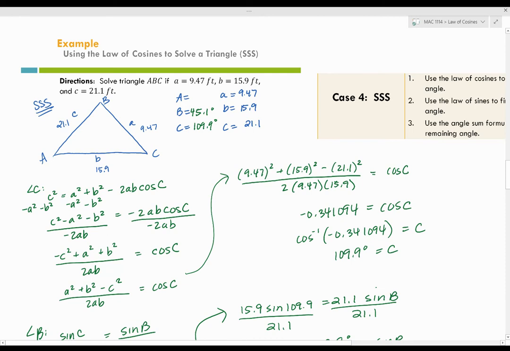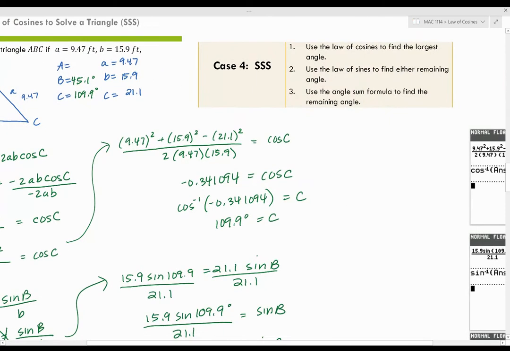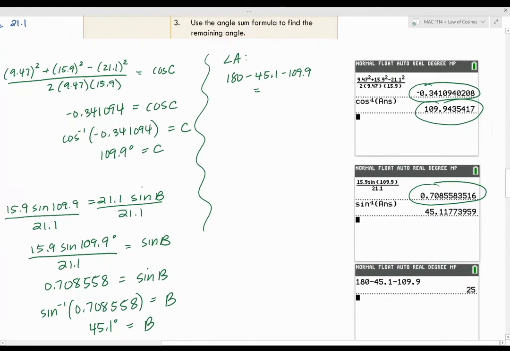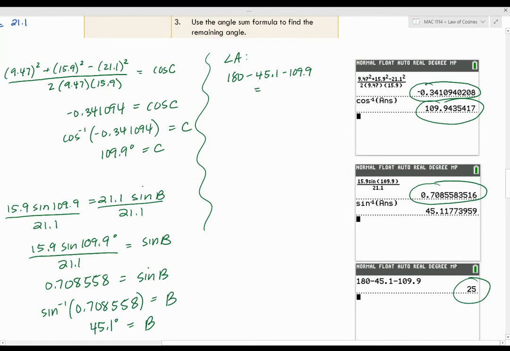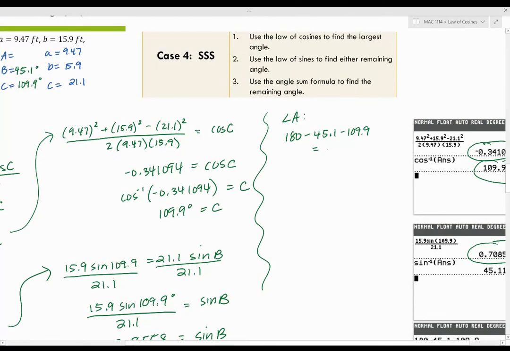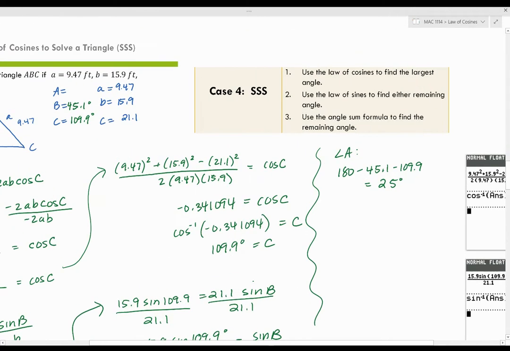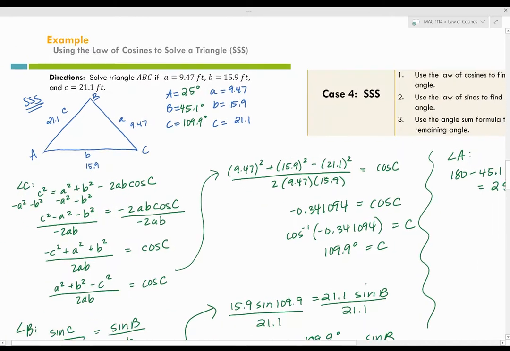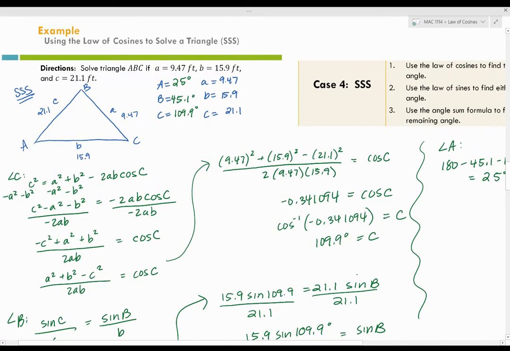Okay, and the last thing I need to find is angle A. Since I already have the measurements for my other two angles, I can just subtract them from 180. We can do that because we know that all three angles of a triangle have to sum to 180. So I'm going to say 180 minus 45.1 minus 109.9. When I plug that into the calculator, I get 25 degrees, and that's my third angle. I know I'm finished because I have the measurements for all three angles and all three sides.